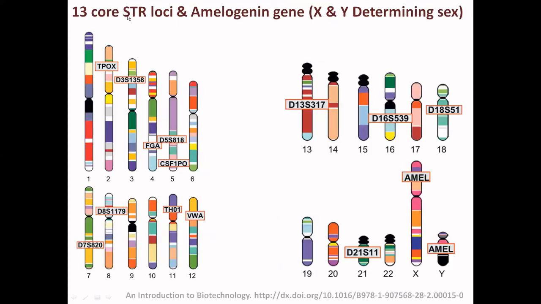So these are the 13 core STR loci and Amelogenin. And as I discussed, D is for DNA, 3 is the chromosome number, S is single copy, 1358 is the locus number. And TPOX, FGA, CSF1PO, these are all based on the protein. Their names are given.